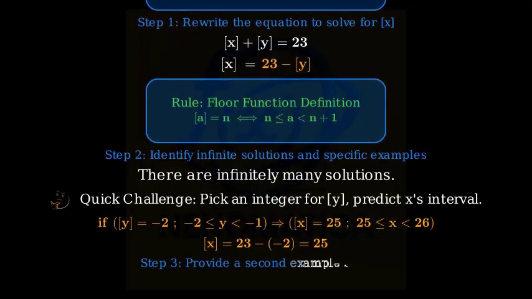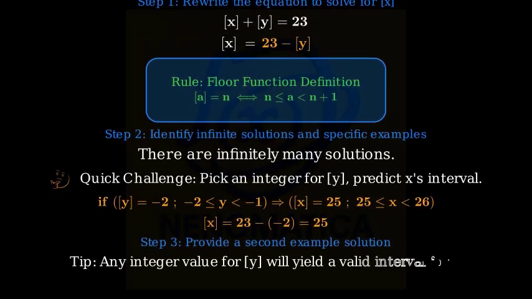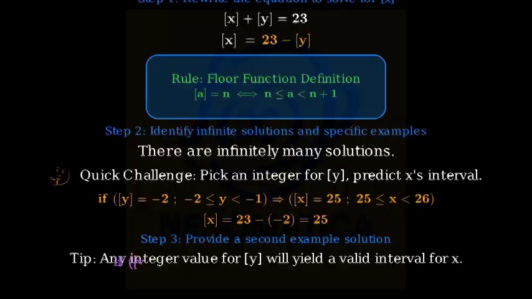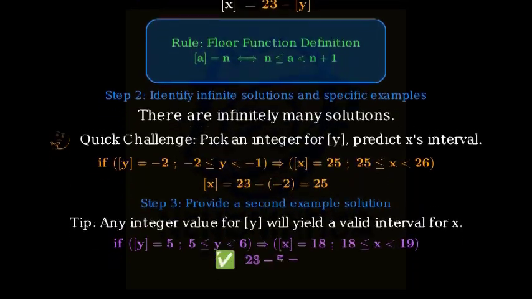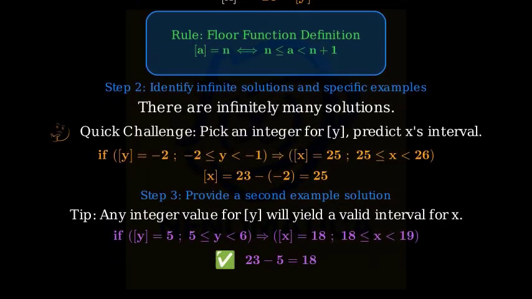Step 3. Provide a second example. Show the step title. Show a short tip that any integer value for floor of y will work. Choose floor of y equals 5, then y is in 5 to 6. Floor of x is 23 minus 5 equals 18, so x is in 18 to 19.